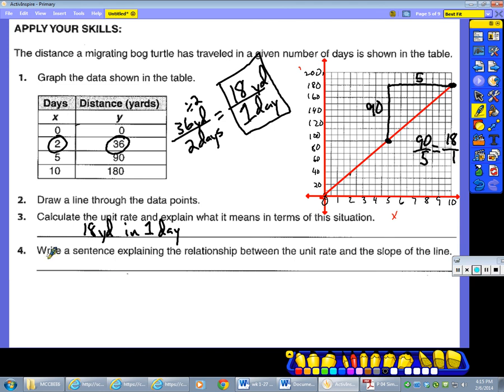So, if I was to write a sentence explaining the relationship between the unit rate, which is that, and my slope, which is that, I would say something to the effect of that they are the same. Okay, they're equivalent. My unit rate is the same as my slope.